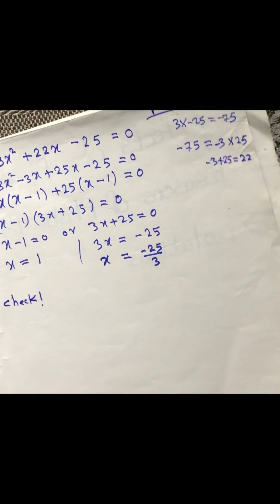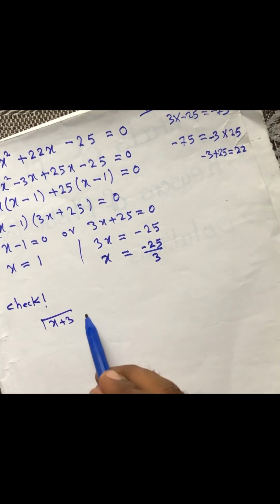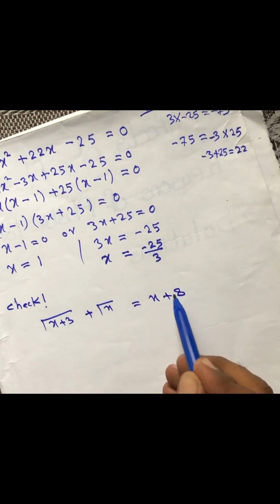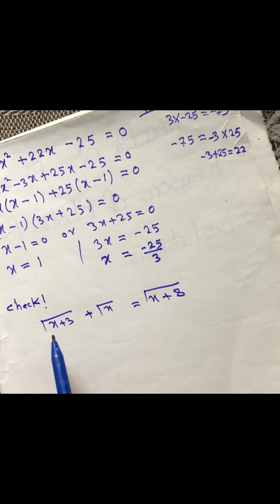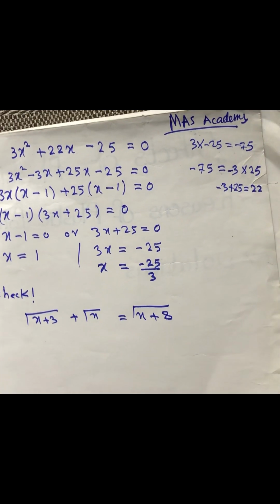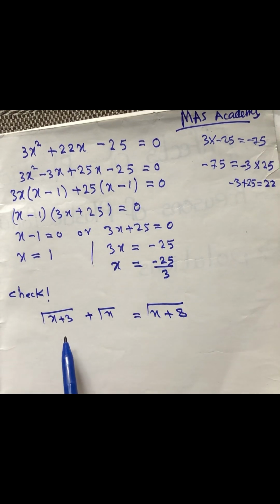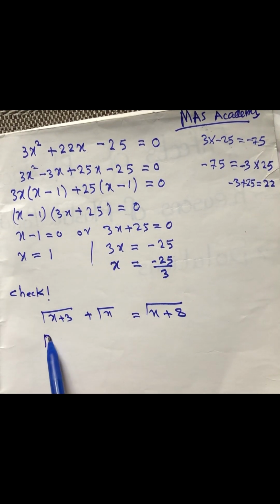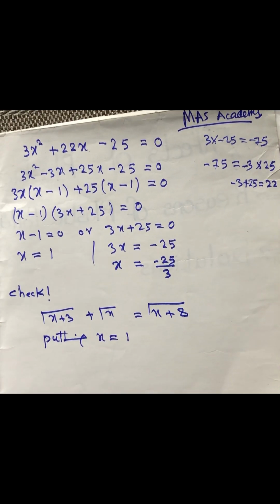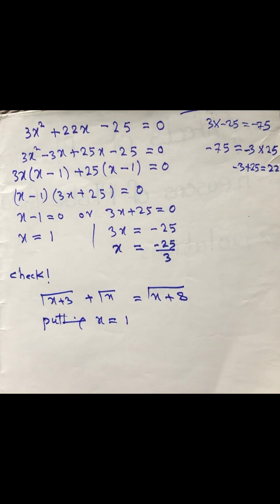For this one, the main equation is: square root of x plus 3 plus square root of x is equal to square root of x plus 8. Here we can see two values are there, x is equal to 1 or x is equal to minus 25 over 3. Mostly one answer comes out as true or verified. Putting x is equal to plus 1, now we are going to put x is equal to 1 to check whether this comes out correct.